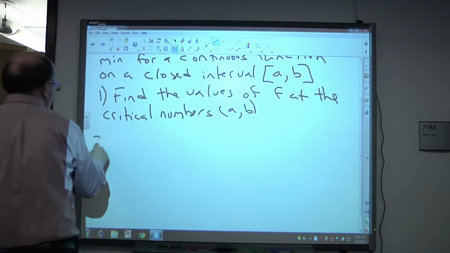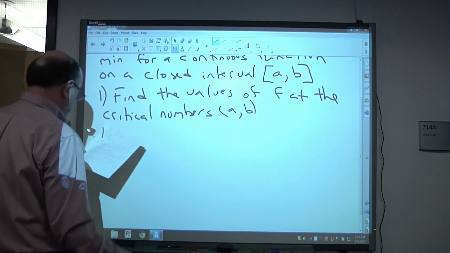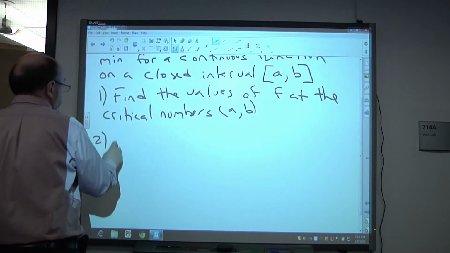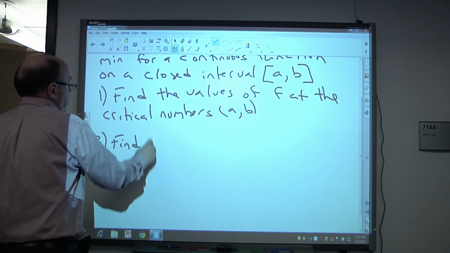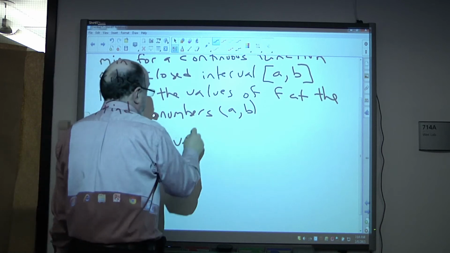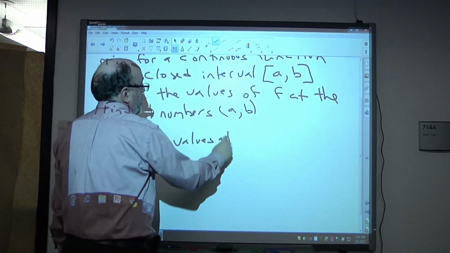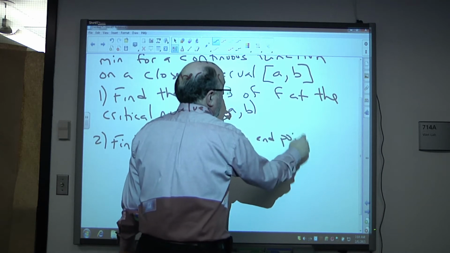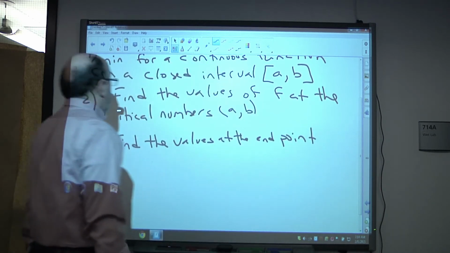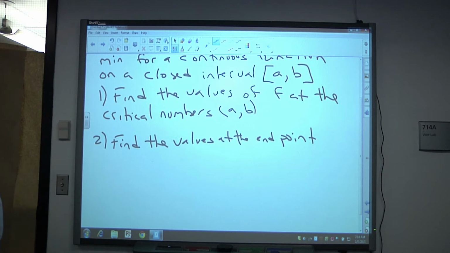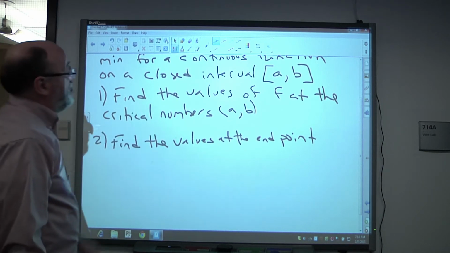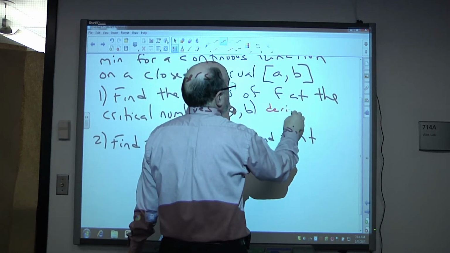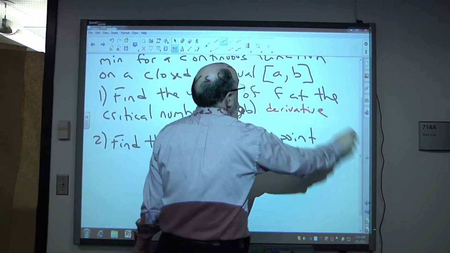The second step is we find the values of f at the endpoints. To clarify this first step, when we want to find the values of f at the critical numbers between A and B, we're talking about the derivative. We'll get to that.